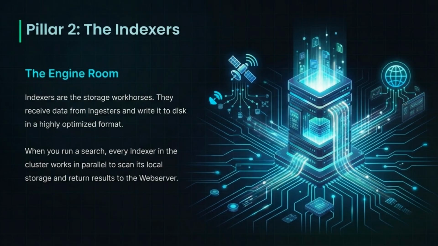Pillar 2, the indexers, are the storage workhorses. They receive data from ingesters and write it to disk. During a search, all indexers work in parallel to scan local storage and return results.